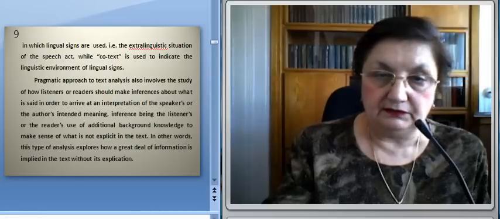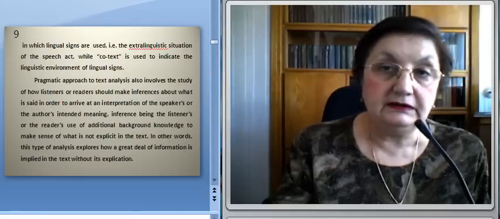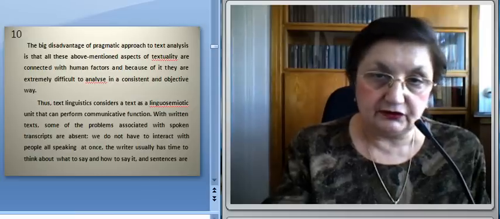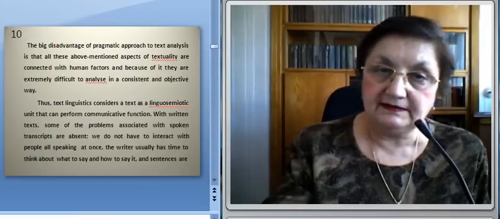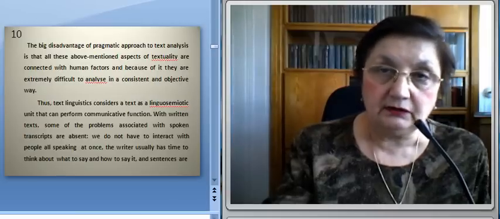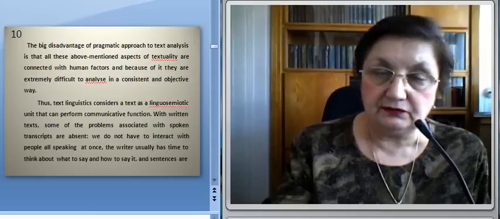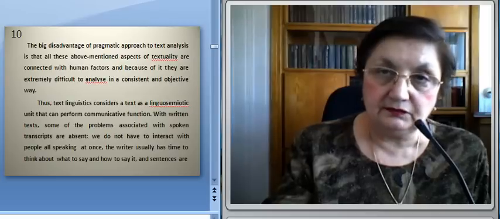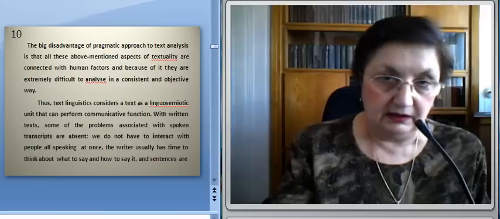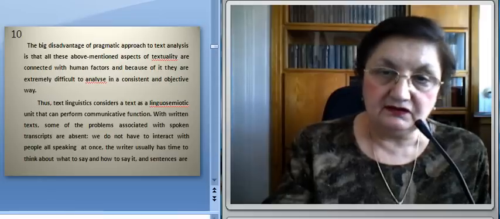The big disadvantage of pragmatic approach to text analysis is that all these above-mentioned aspects of textuality are connected with human factors, and because of it, they are extremely difficult to analyze in a consistent and objective way. Thus, text linguistics considers a text as a linguosemiotic unit that can perform communicative function.